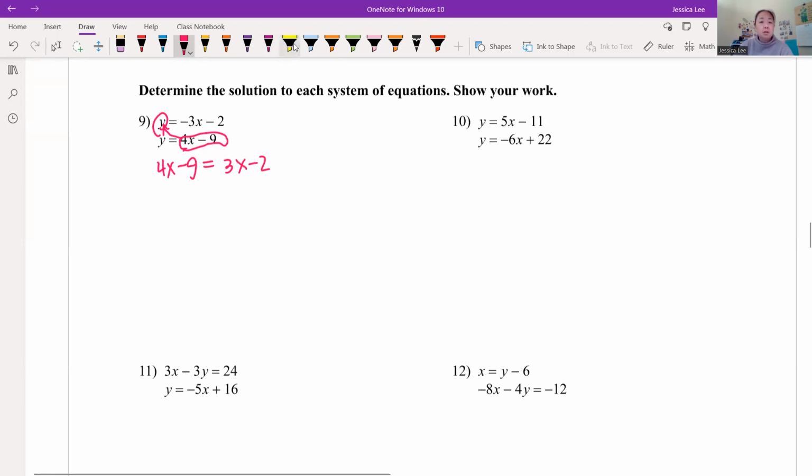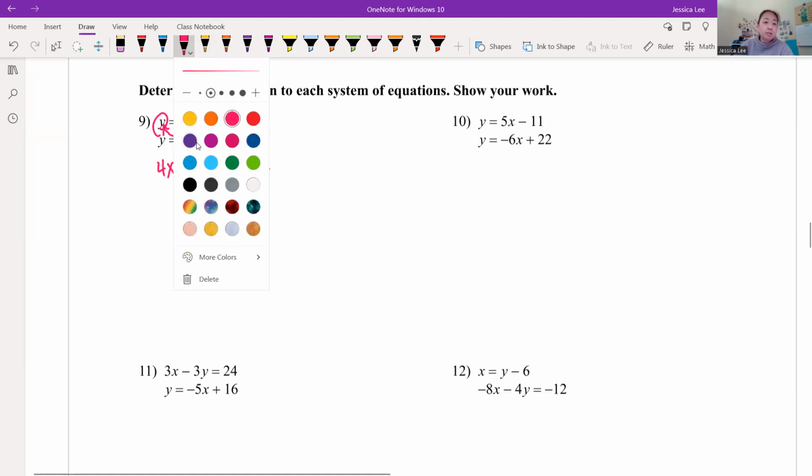So again, oh, I can't even get highlighters at this juncture. That's crazy. Okay. Anyways, we will continue on. I'm going to just do a different color here.